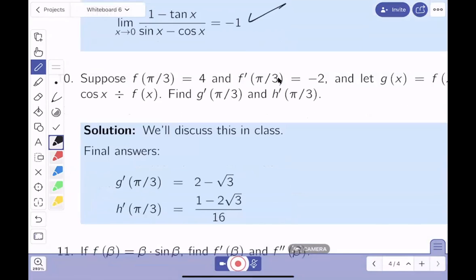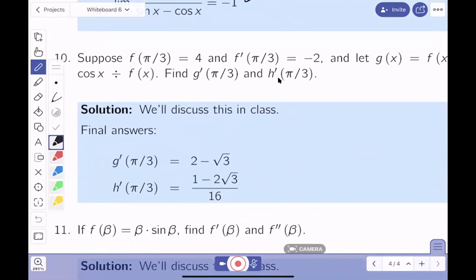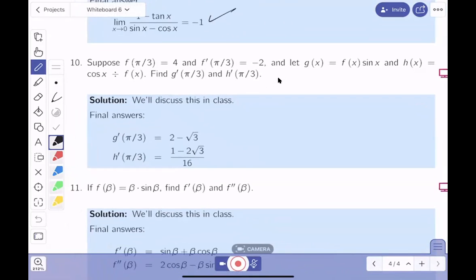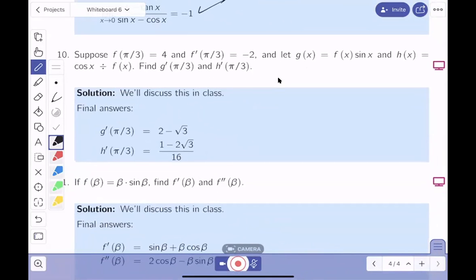All right, let's look at number 10. And number 10 doesn't look good. It looks like it's all over the place, right? So it says suppose that f of pi over 3 is 4. I can go with that. And that f prime of pi over 3 is minus 2. And then to say g of x equals f of x sine x. Let me write this down for you.